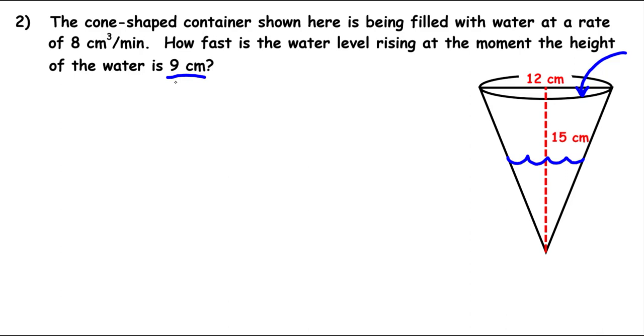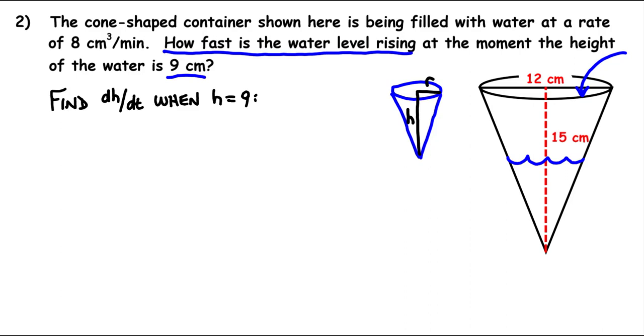And we want to know how fast is the water level rising when the water level is 9 centimeters. So again, I'm going to call the radius r and the height h. All right, we obviously need a goal statement. How fast is the water level rising is dh/dt. So find dh/dt when h equals 9. All right, we have a drawing with parts labeled. We have a goal statement. Let's see if we can go ahead and make an equation from geometry.